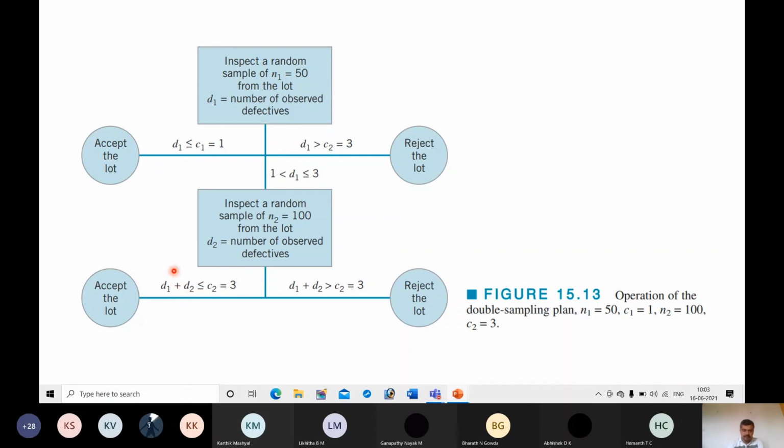If the number of defectives from sample 1 and sample 2 is more than 3, you should reject the lot. If the number of defectives from sample 1 and sample 2 is less than or equal to 3, you should accept the lot. Okay, this is how the double sampling plan will work. Okay, next.